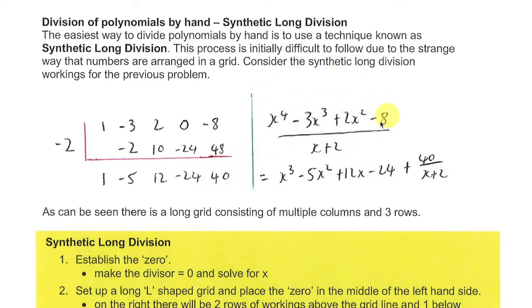There's the quartic divided by the linear, produces this cubic plus a remainder of 40 over x plus 2. So that's how I perform long division with a synthetic method.